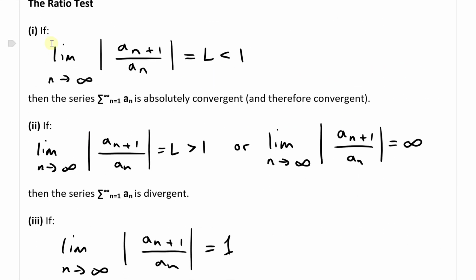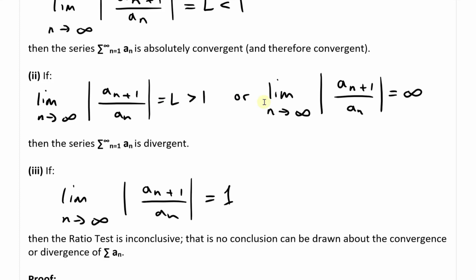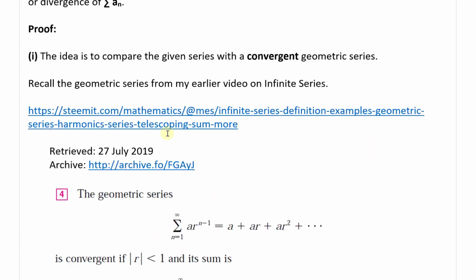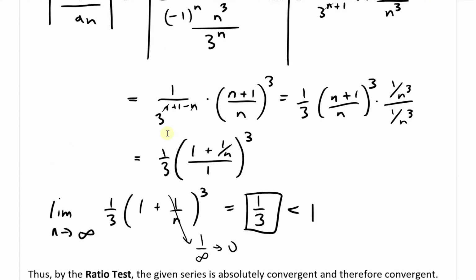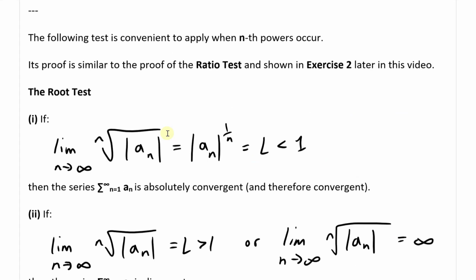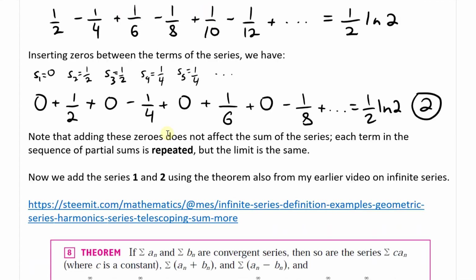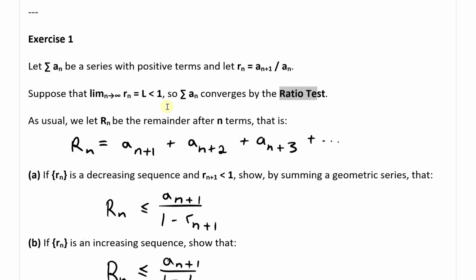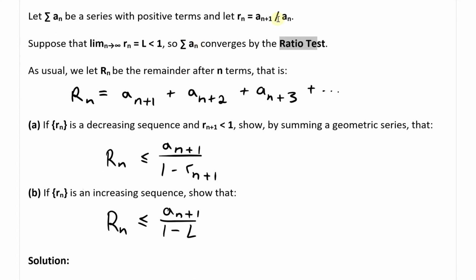So the ratio test: if the limit as n approaches infinity of an plus 1 over an equals L and is less than 1, then the series an is absolutely convergent, and therefore convergent in general. If L is greater than 1 or infinity, then it's divergent, and if it equals 1, it's inconclusive. So we have it converging by the ratio test because the limit of Rn as n approaches infinity equals L, less than 1. So this series an is convergent as well.